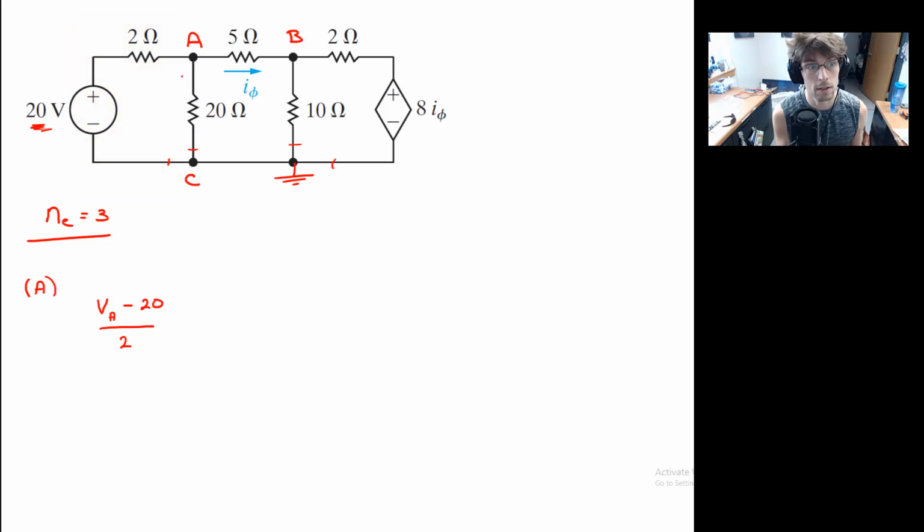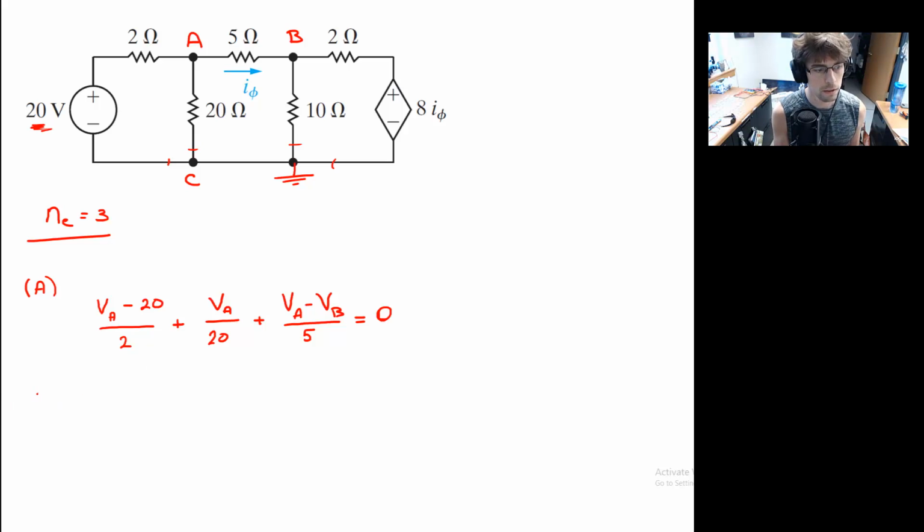Now, if I consider the downward branch, I have VA. Remember, I've grounded C, so I don't have to subtract anything, over 20. Looking at this right branch, I have VA minus VB, the difference between the two nodes, divided by 5. And that whole thing we'll set equal to 0. All right, so we're done with node A.